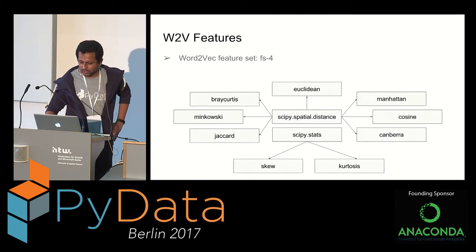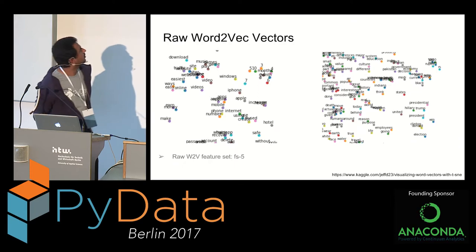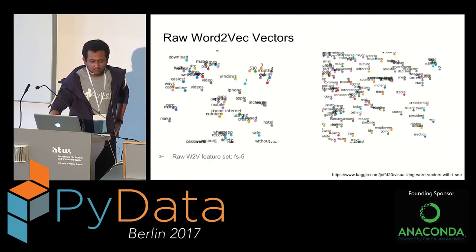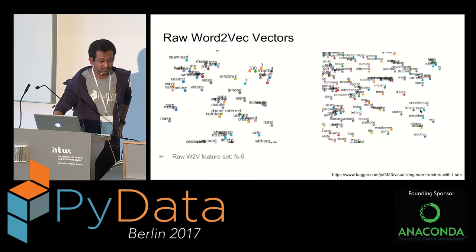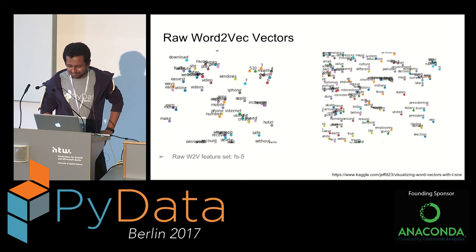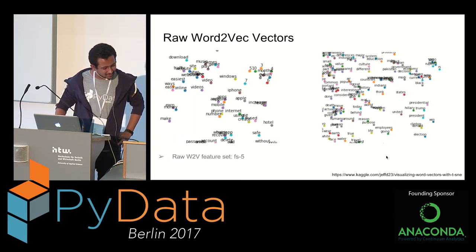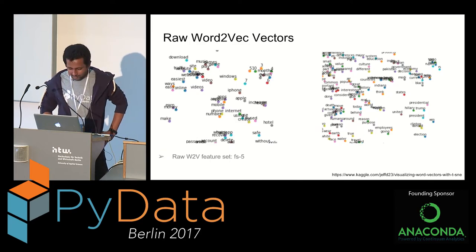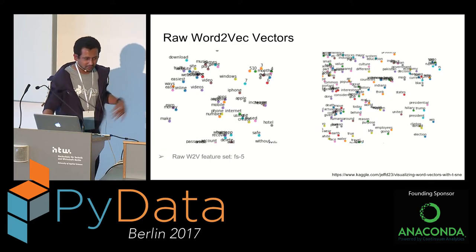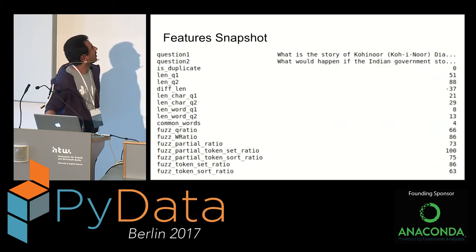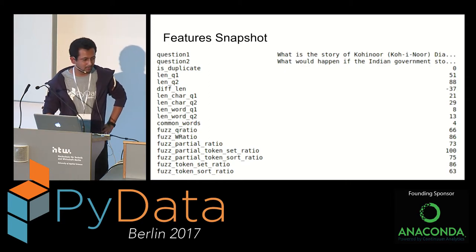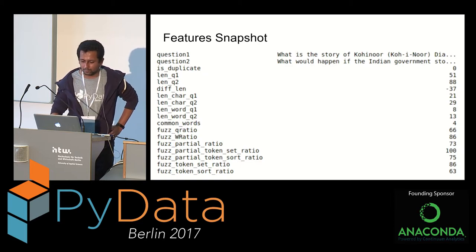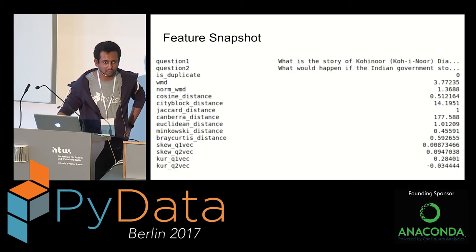Let's see some of the raw Word2Vec features on the Quora data. It looks like this. Can you guys see it? Here on the left-hand side, we have download, website, music, etc. They are clustered together. And here we have President Trump and Hillary together. Haha. And India and Pakistan are also together. So good enough. Finally, to summarize the features, this is a snapshot of the features that we have: the length features, common words, fuzzy features, and this one is more like distance features, skew and kurtosis.